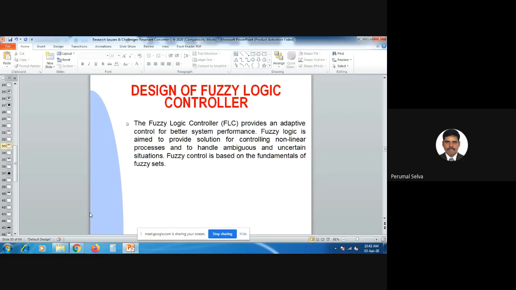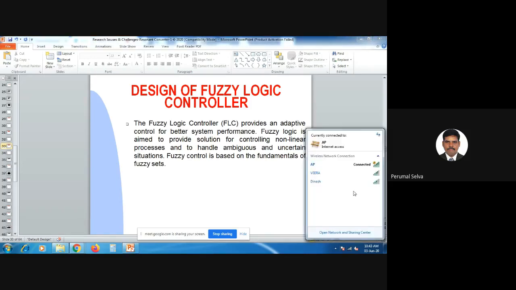The system is simulated with a switching frequency of 50 kHz. It is observed that the PI controller for the LCL resonant converter regulates the output voltage with a settling time of 0.1 millisecond. Then we go for the design of the fuzzy logic controller.